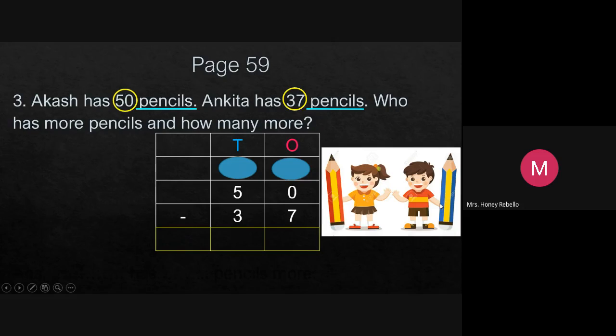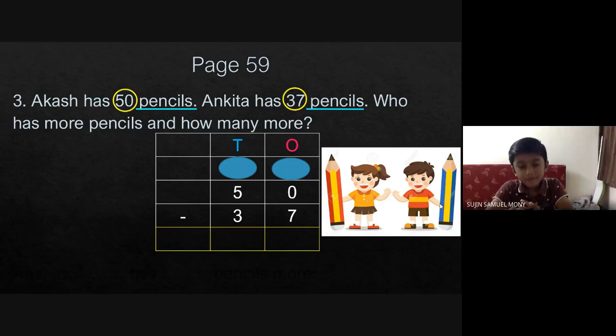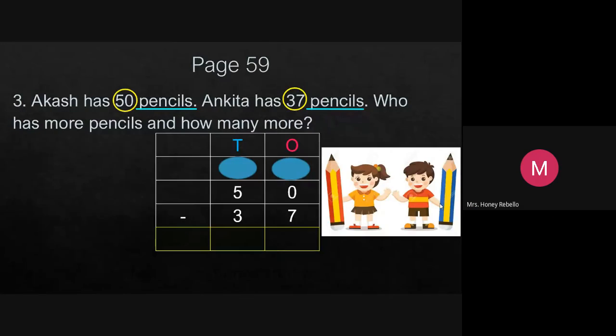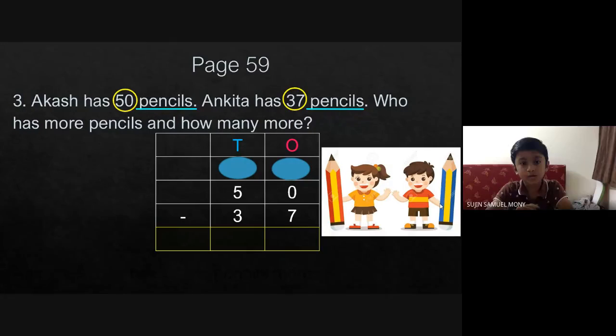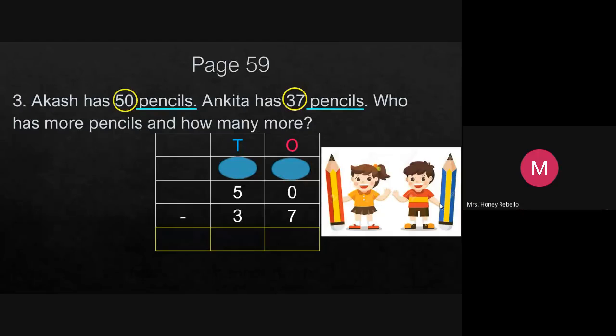Sujin, come. You have to do with me. Okay. Now, tell me the numbers. 50 minus, read that number. 50 minus 37. Can you take 7 from 0? No, ma'am. Now, what should I do? Ones place number I have to take first. Children, 1 minute. Don't take tens place number and do 5 minus 3, 2. That's wrong. Your answer will be wrong. You cannot start from tens place. You have to start from ones place.